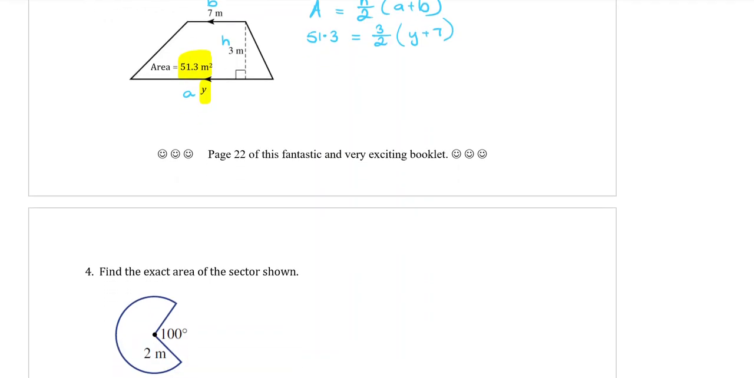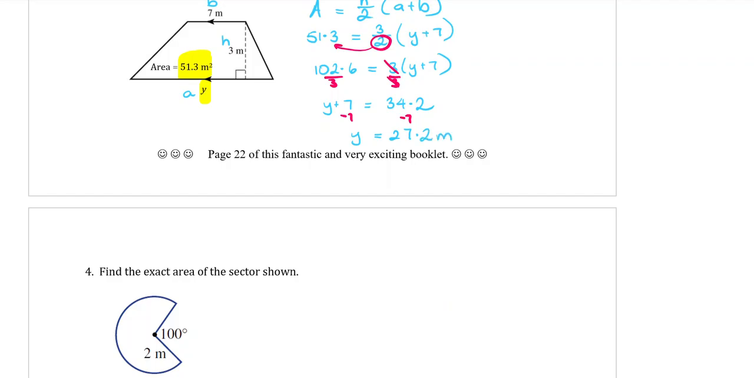Okay, trying to get the y by itself, the first thing you would do is times this 2 over to the other side. So 51.3 times 2 is 102.6 equals 3 bracket y plus 7. The next thing I would do would be to divide by the 3 to get rid of that from the front of your bracket. So then you'd have y plus 7 equals 102.6 divided by 3 is 34.2.